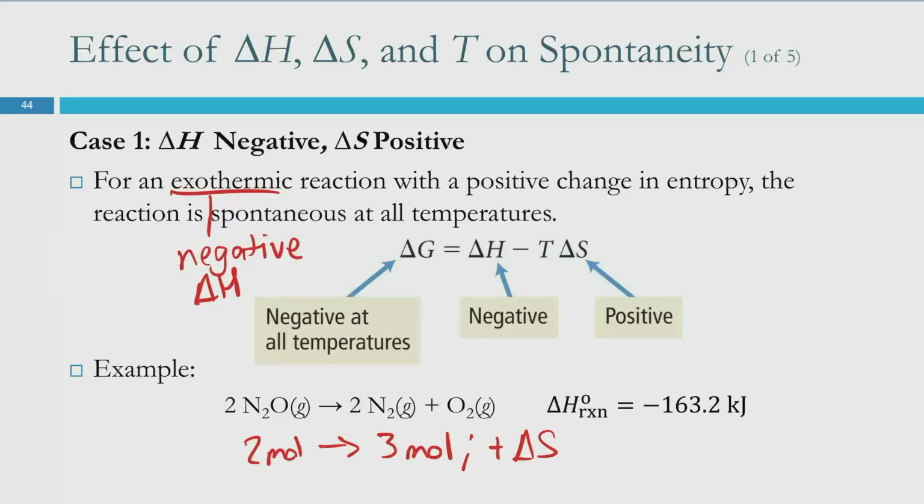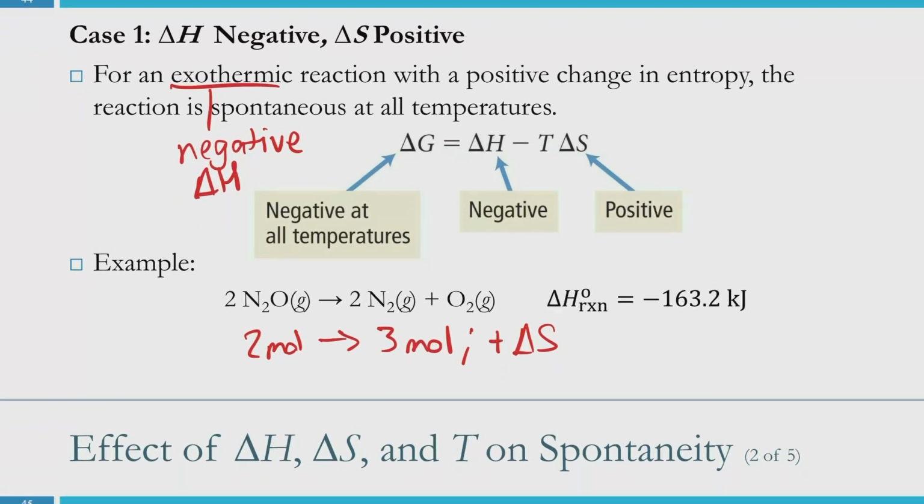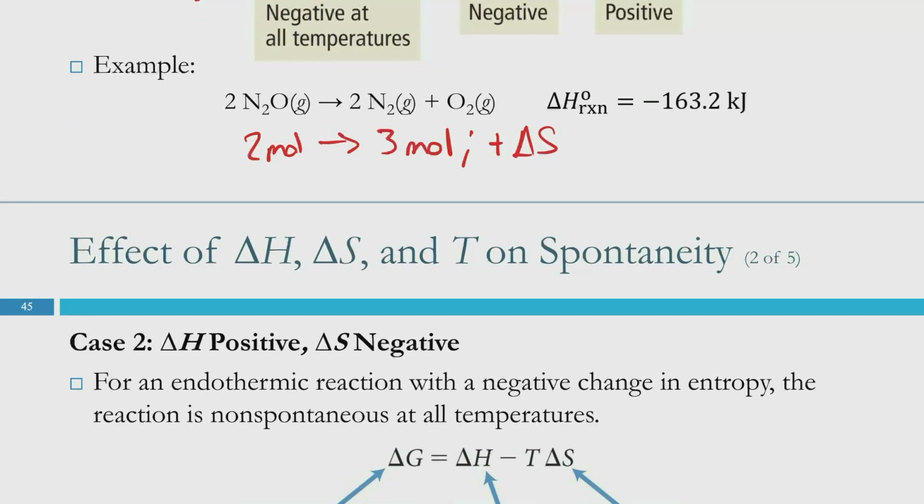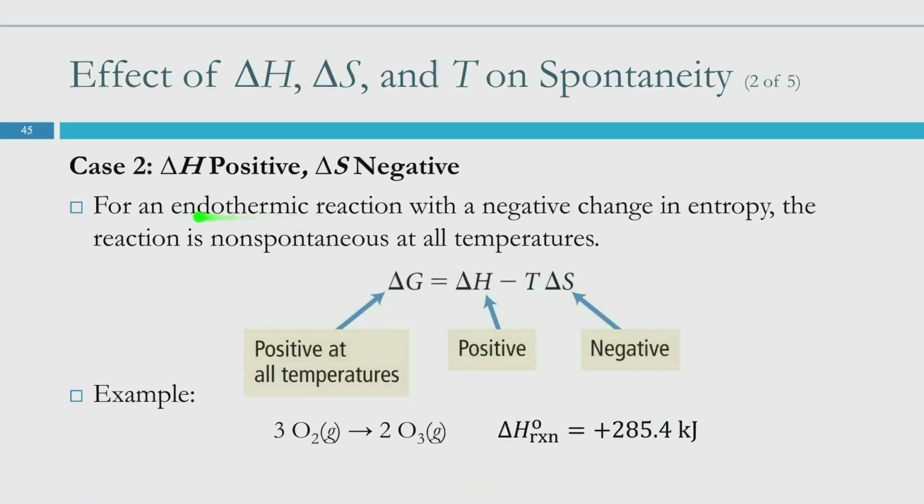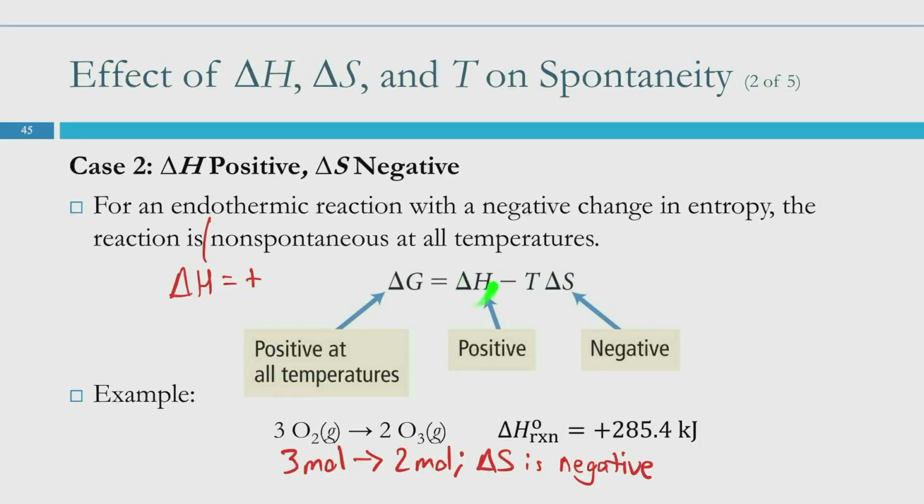So that's our first case. Up next is the opposite case. For an endothermic reaction, delta H is positive with a negative change in entropy, going from 3 moles to 2 moles. Delta S is negative, so we're going to have positive delta H. We're also going to have a positive term for this negative T delta S, since delta S is negative.